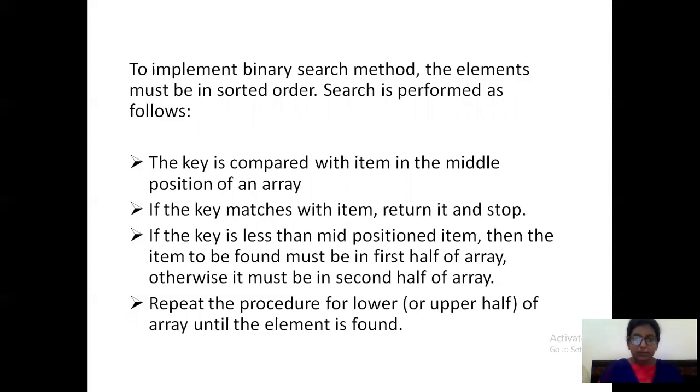Item is nothing but the element which we are going to find in the list. If the key matches with item, return it and stop. Item is one of the variables which will hold the key value. So if the key matches with item, then return it and stop. Depending on this item, we are going to search the element. If the key is less than the middle position item, then the item to be found must be in the first half of the array. Otherwise, it must be in the second half of the array. So repeat the procedure for the lower or upper half of the array until the element is found.